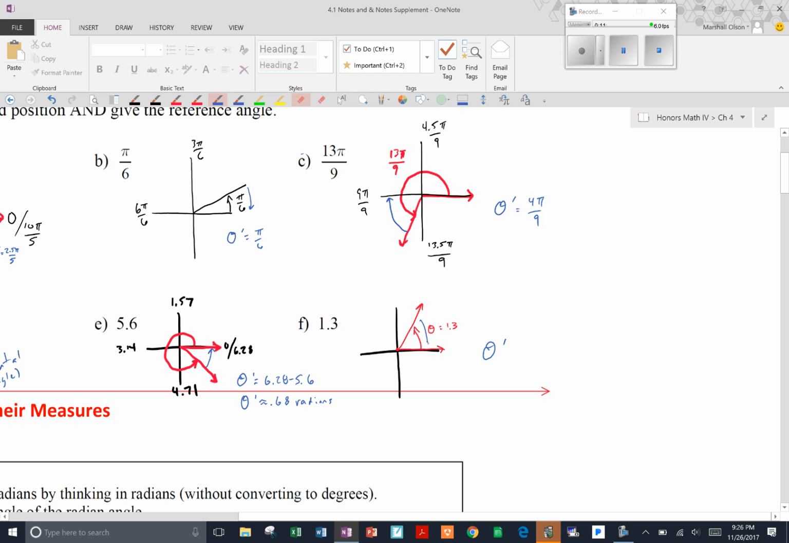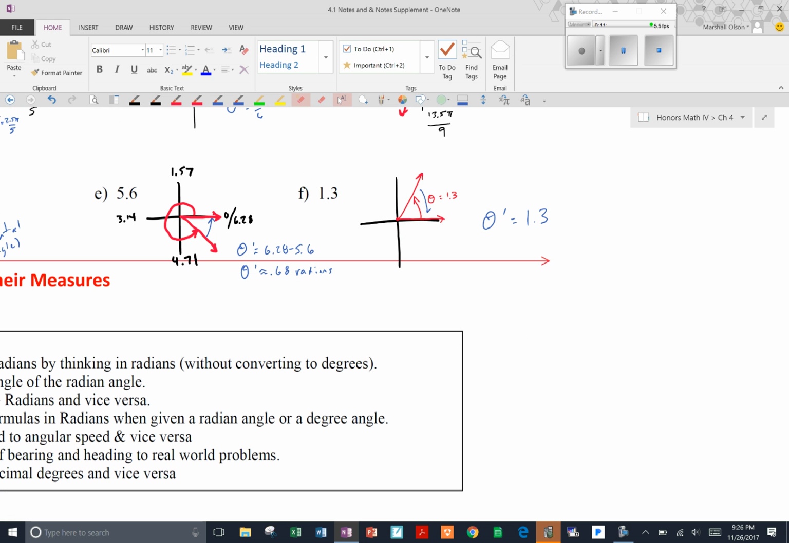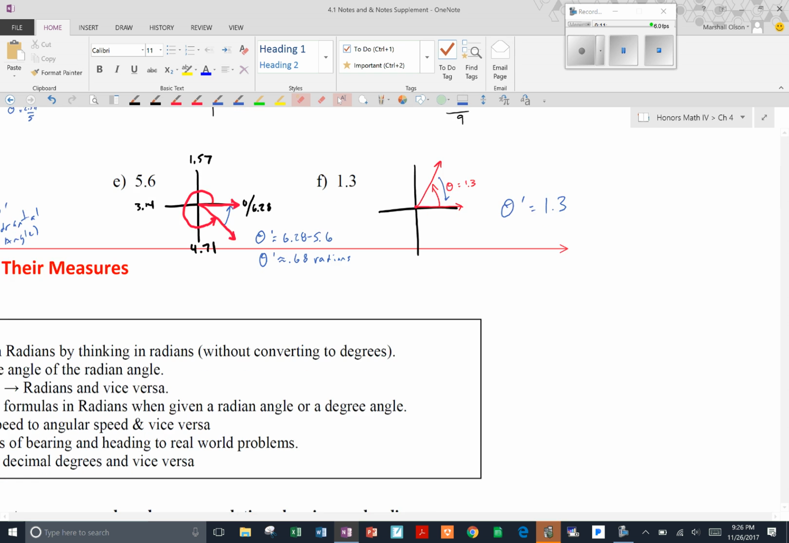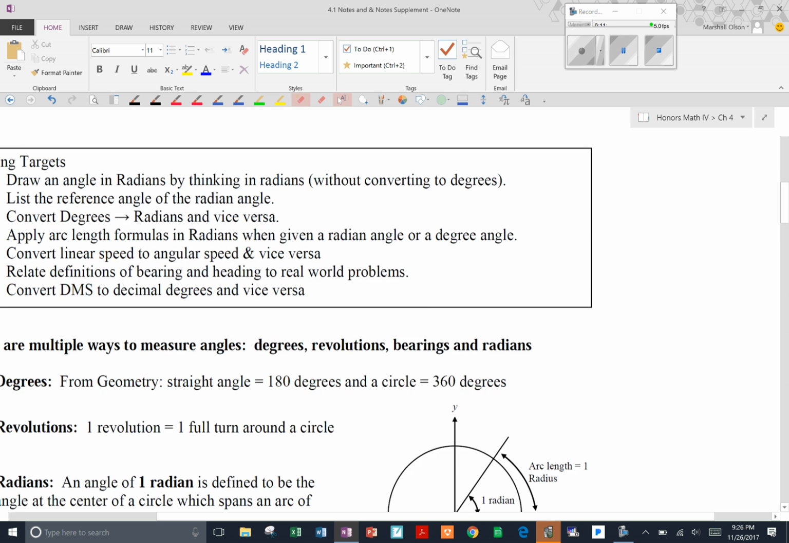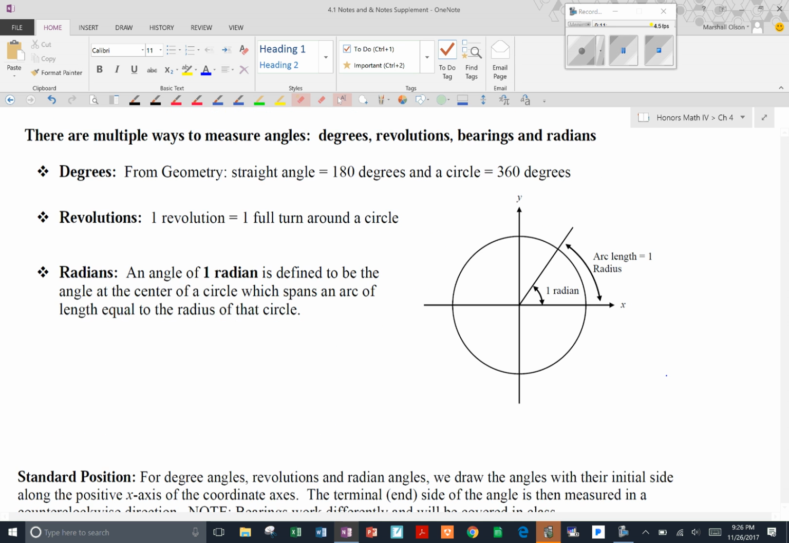So our reference angle here, back to that x-axis, is just going to be 1.3. Now what we're going to do is focus our attention on the actual 4.1 notes packet that you got. So you put that supplement packet away and pull out the notes and go into some of the things we just talked about in a little bit more depth.